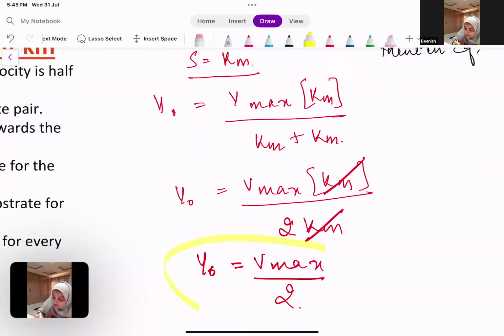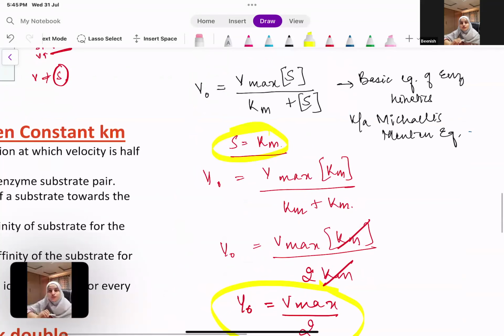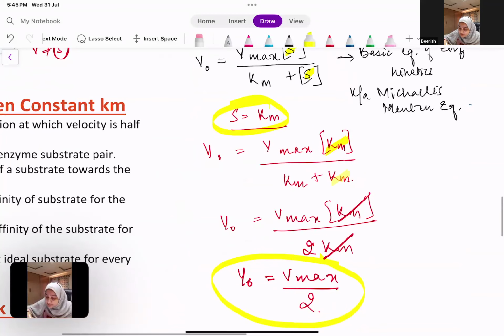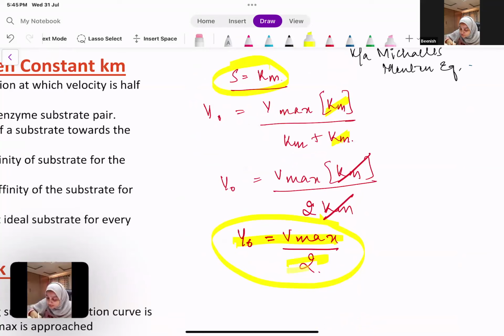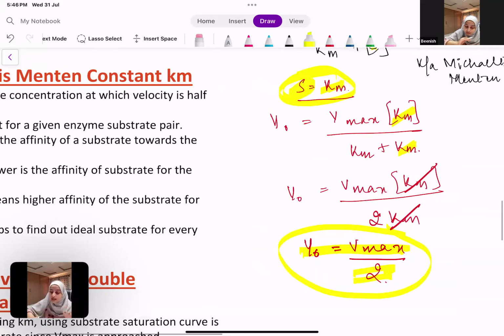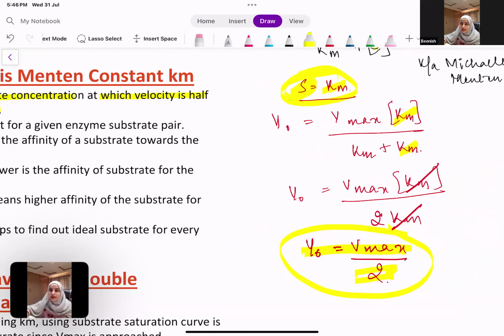I haven't done anything, this is very simple maths. If we consider substrate concentration is equal to Km and you replace the substrate concentration here with Km, and then solve this, you get that your velocity of the reaction is half of Vmax. So what is Km? It is that substrate concentration where the velocity of the reaction is half of maximum velocity. That is your Km. This is exactly what it says. Okay, and how I just derived it, this has been derived from the Michaelis-Menten equation.